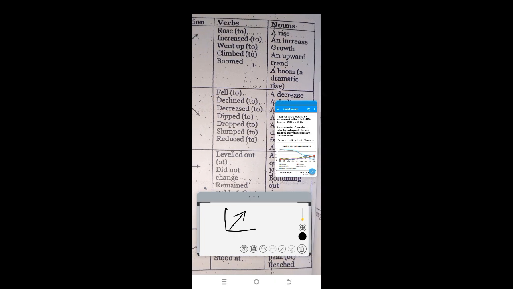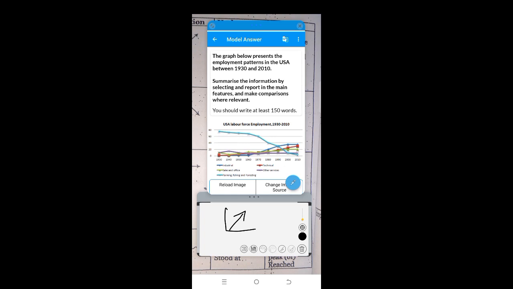And if you are using a noun, you can use a rise. There is a rise in the value, an increase, a growth, an upward trend, a boom, a dramatic rise. For example, if we see this graph, you can see this bluish line is going upward, and suddenly it booms, meaning there is a dramatic rise. If any value increases suddenly, you will use the words dramatic rise or boom.